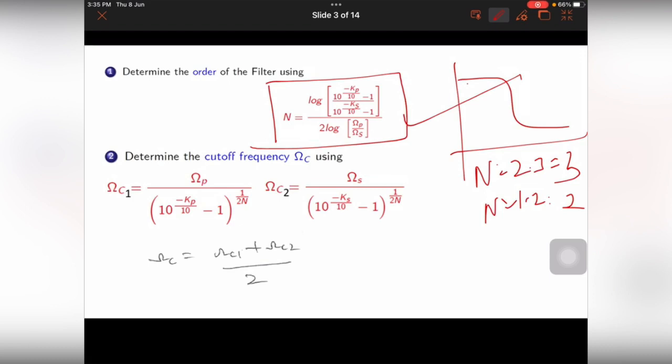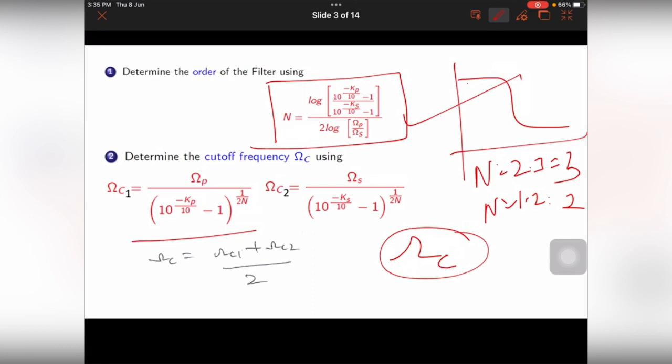The second step is, once you find n and round off to the next higher integer value, go to the next step. The next step is to find the cutoff frequency omega c. Here omega c will have 2 components. Omega c1 is equal to omega p divided by 10 to the power of minus Kp by 10 minus 1, whole power 1 by 2n, whereas omega c2 is omega s divided by 10 to the power of minus Ks by 10 minus 1, whole power 1 by 2n.